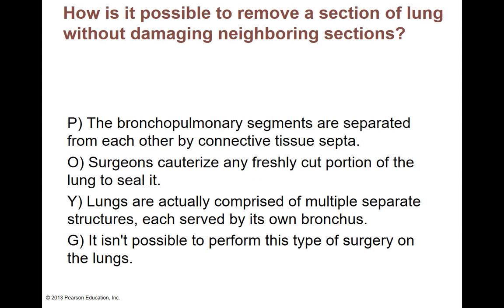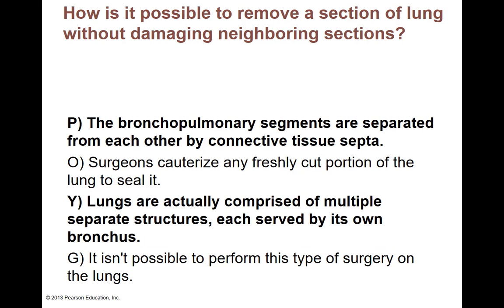How is it possible to remove a section of lung without damaging neighboring sections? Because the lungs are comprised of multiple separate structures, each served with its own bronchus. Those are the bronchopulmonary segments. The lobes and the bronchopulmonary segments are separated from each other by connective tissue. They all have their own airway passages, their own blood vessels.